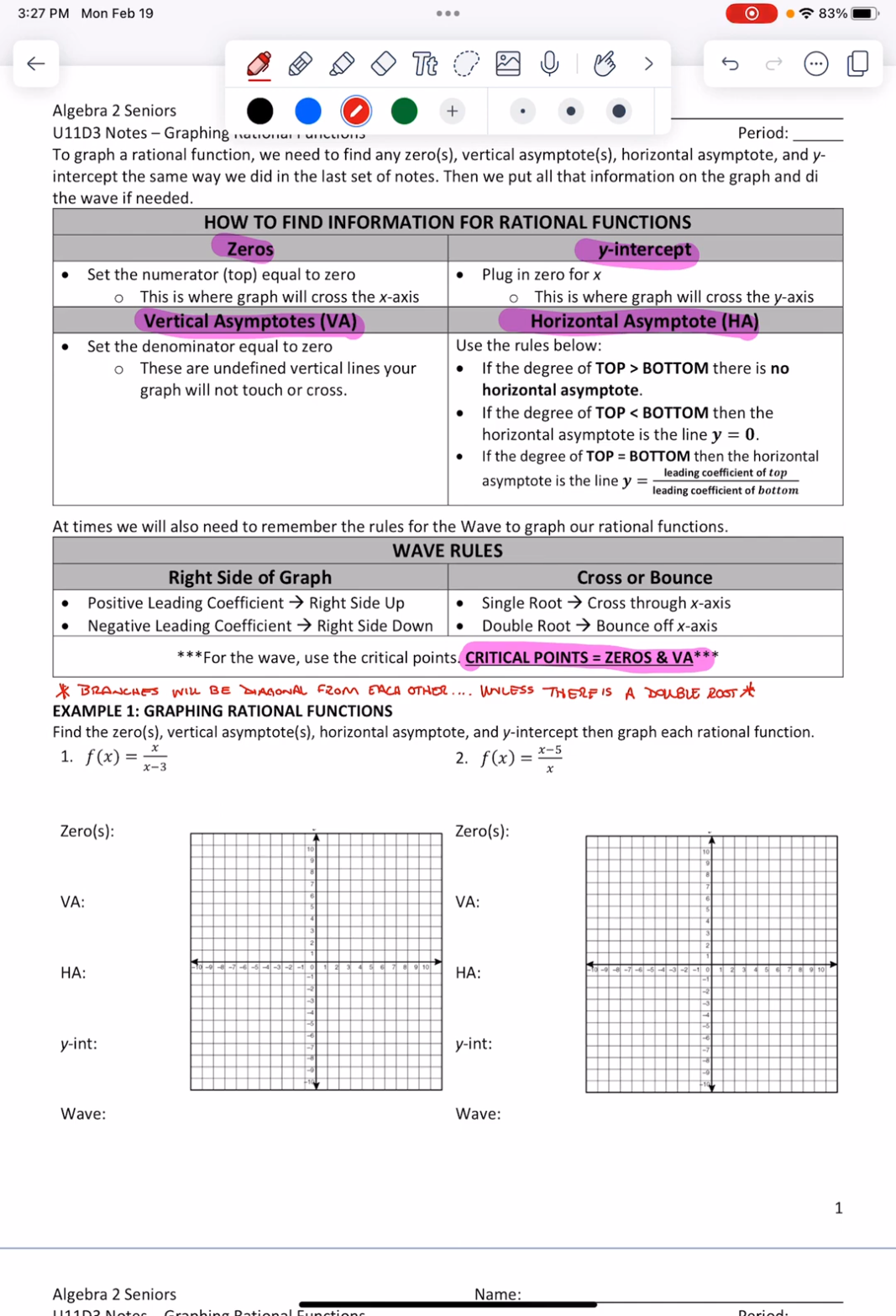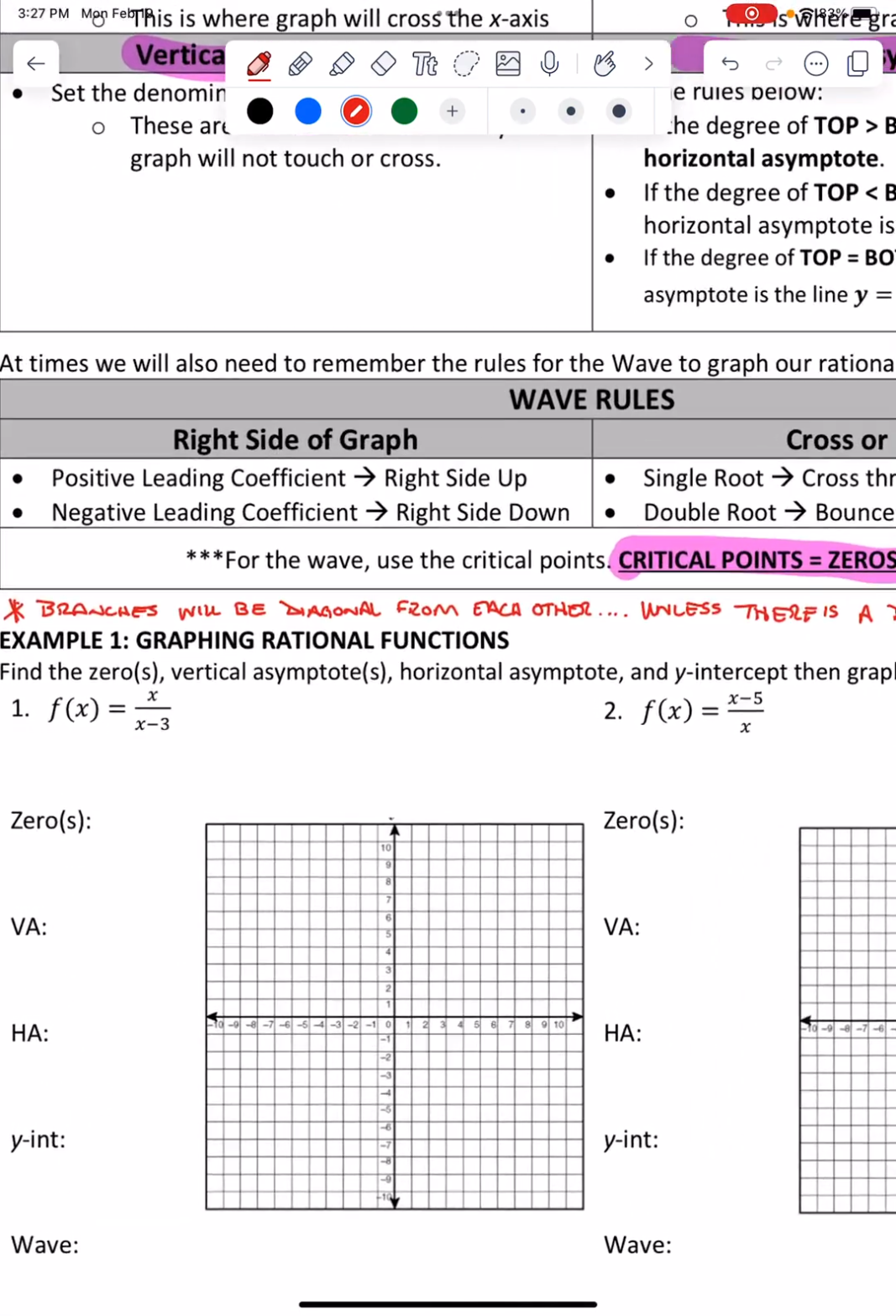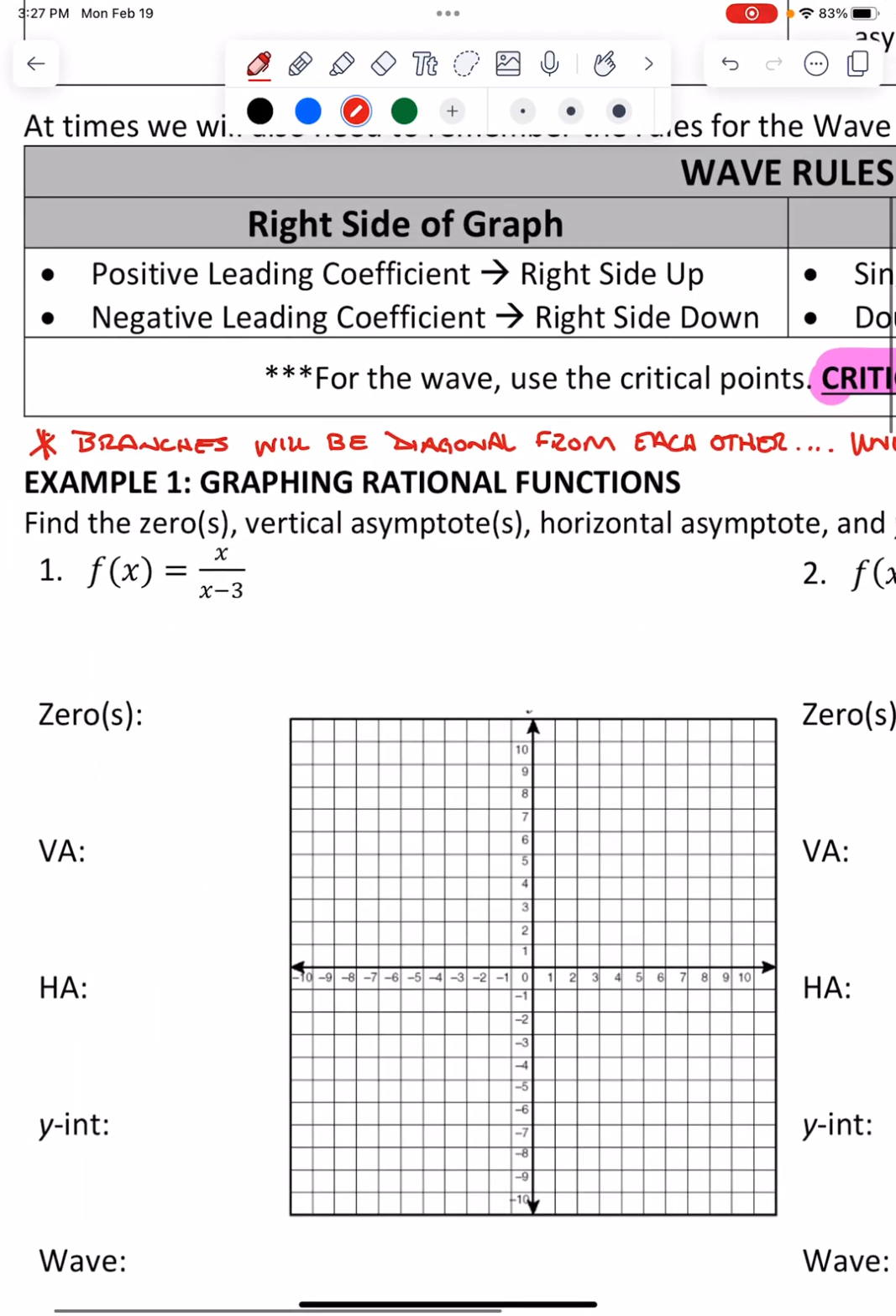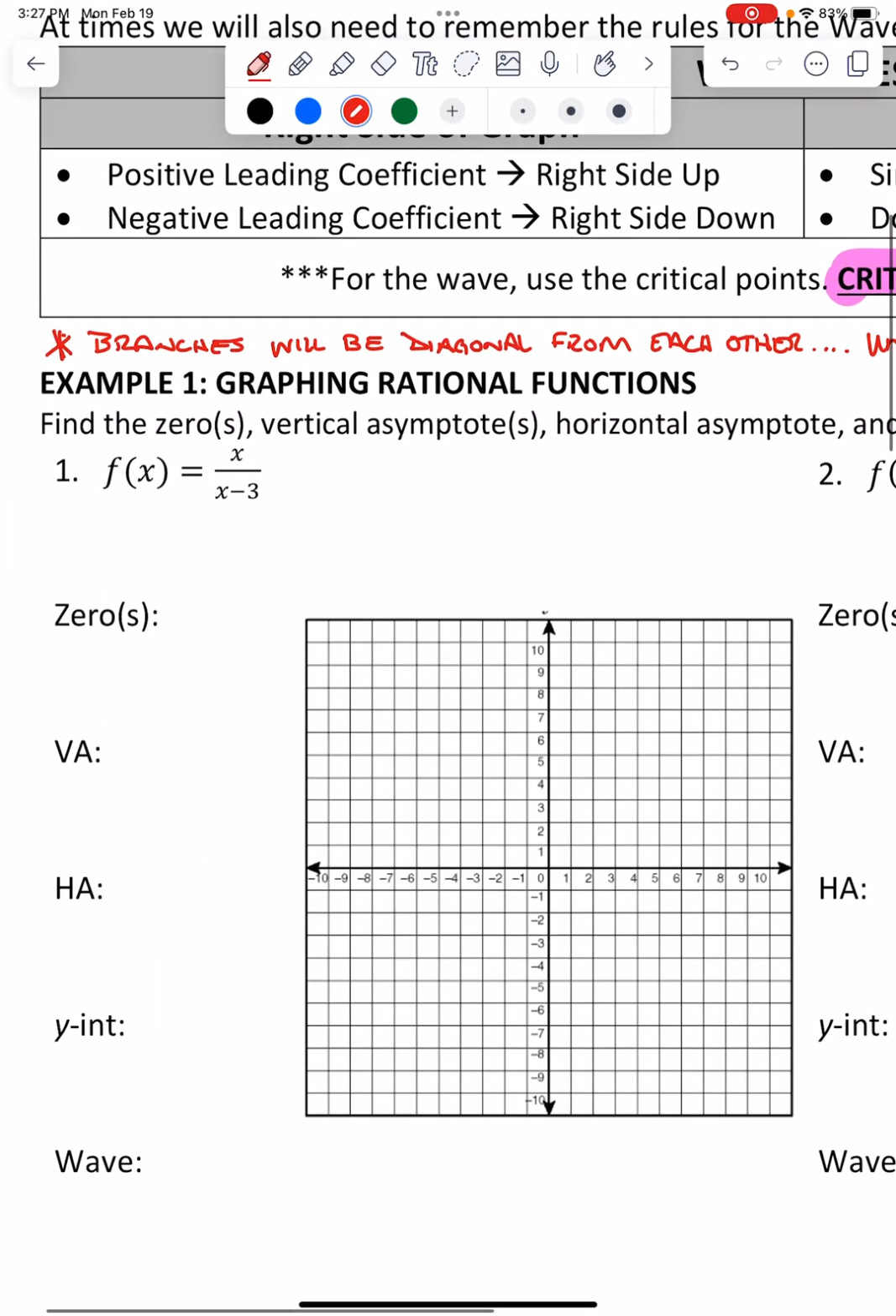They will never be vertical from each other because then it wouldn't be a function. So they'll never be on top of each other. They may be left and right, side by side, or they may be diagonal, but never right on top of each other, okay? So finding this stuff. It says find all of this and then graph. So what we're going to work with, right?